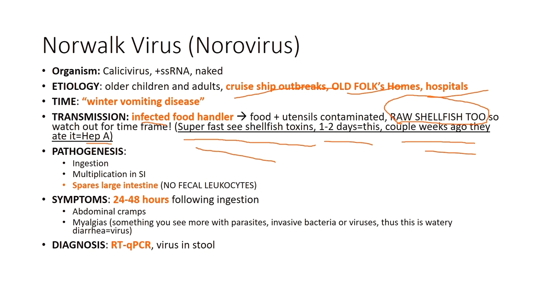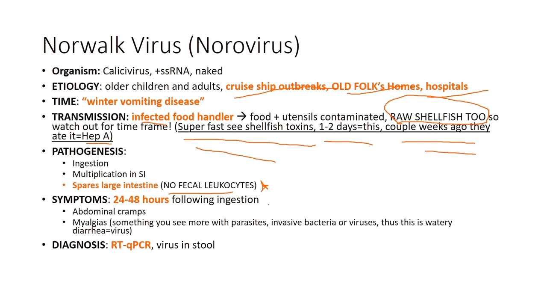Okay, so pathogenesis for this, multiplication in the small intestines. It spares the large intestine. It's only in the small intestine. I don't know if that was super high important, but it just shows that there's no fecal leukocytes. That might be something you can find on lab exam or lab reports in the stem, and that might help you diagnose Norwalk virus over the other guys.